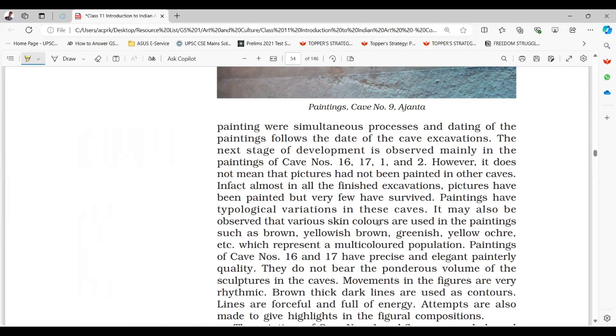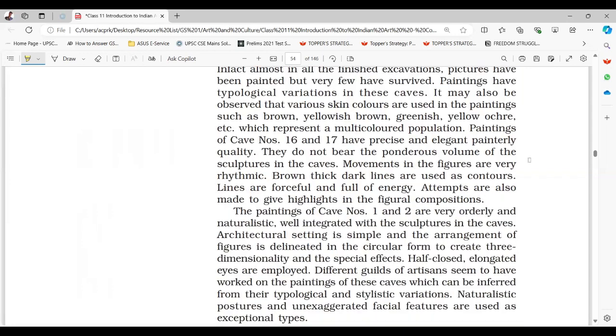It may also be observed that various skin colors are used in the paintings, such as brown, yellowish brown, greenish, yellow ochre, etc., which represent a multicolored population.